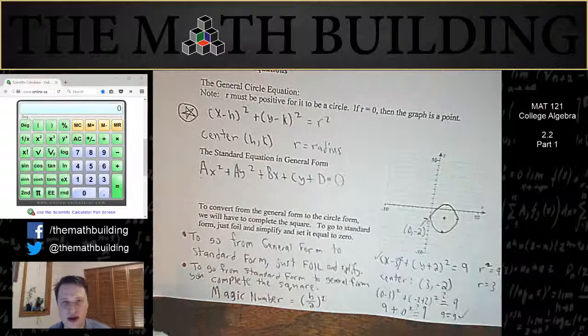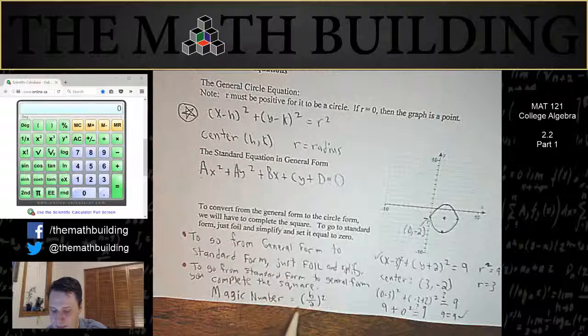So we're going to stop right here, and I'm going to show you how we're going to do this in the next part. But just know for now that there's a magic number, and we find it by taking some number divided by 2 and then squaring that number.